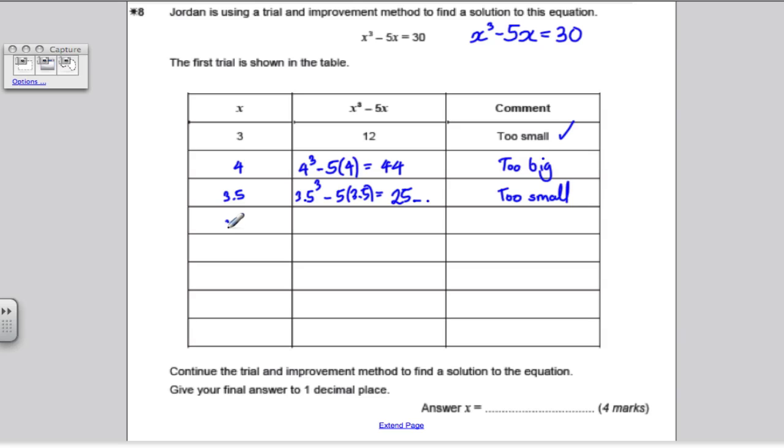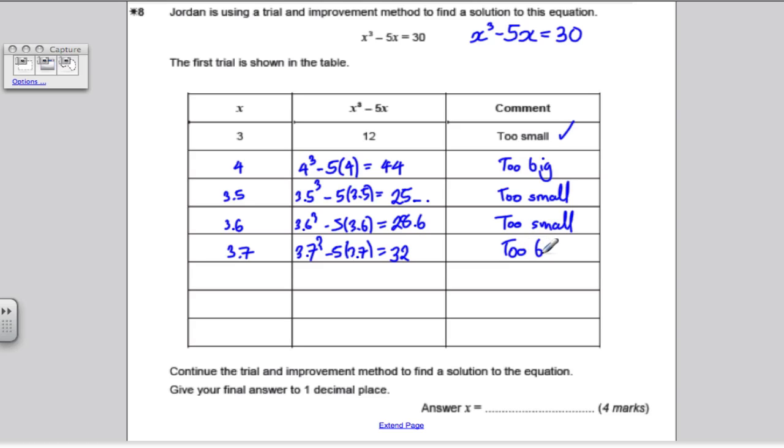So let's try 3.6. 3.6 cubed minus 5 times 3.6. Type that in our calculator. Get 28.6. Again, too small. So the obvious next try is 3.7. 3.7 cubed minus 5 times 3.7. Work that out on your calculator. 32. And that's too big.